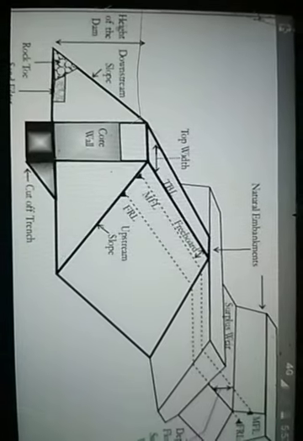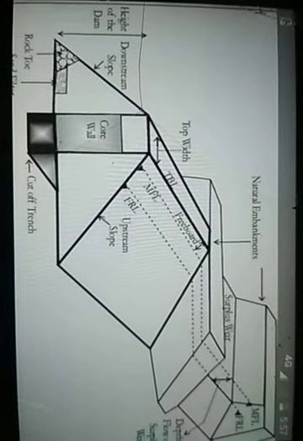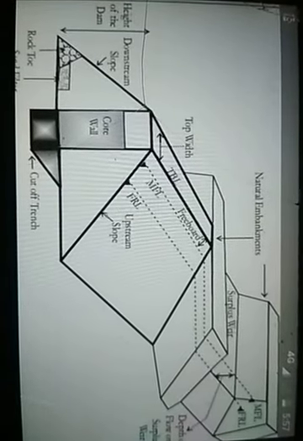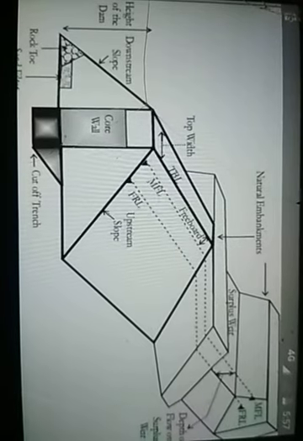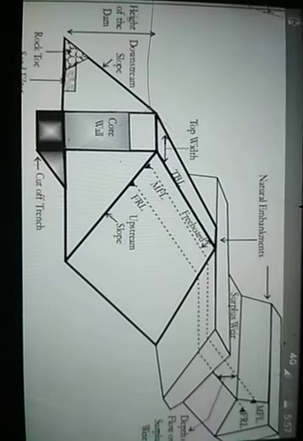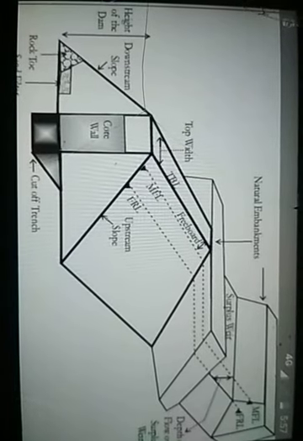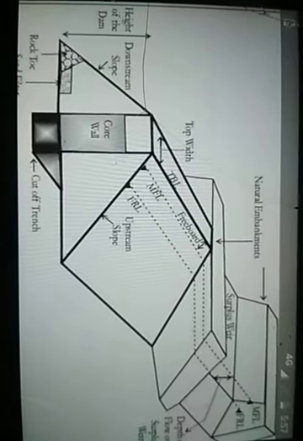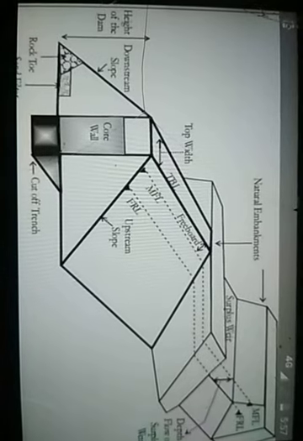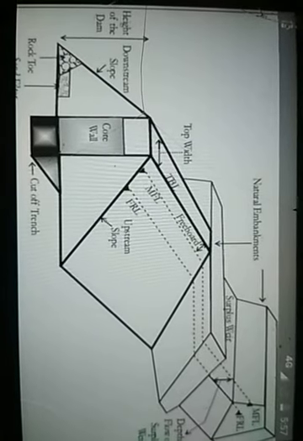Today we are going to discuss some of the terms used in water resources engineering. Okay, so it is an important term. Generally students get confused in these terms. So let me discuss the term about water resources engineering. Okay, and the topic is cutoff wall.